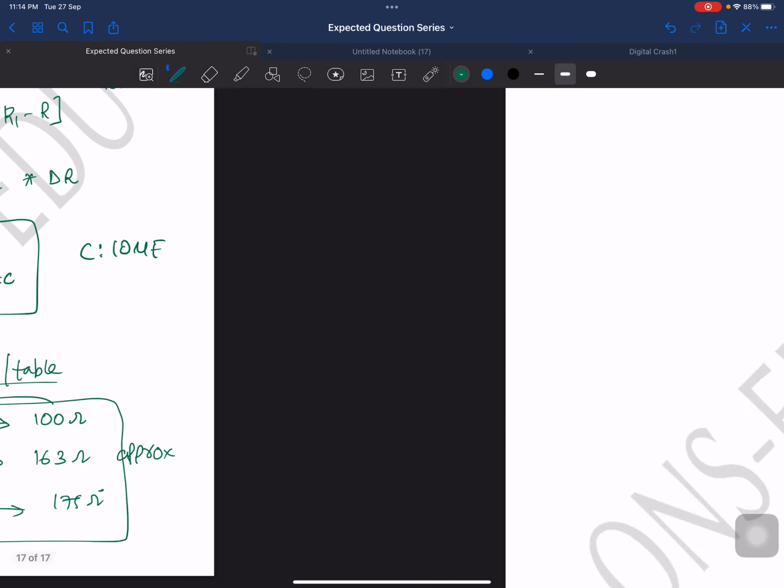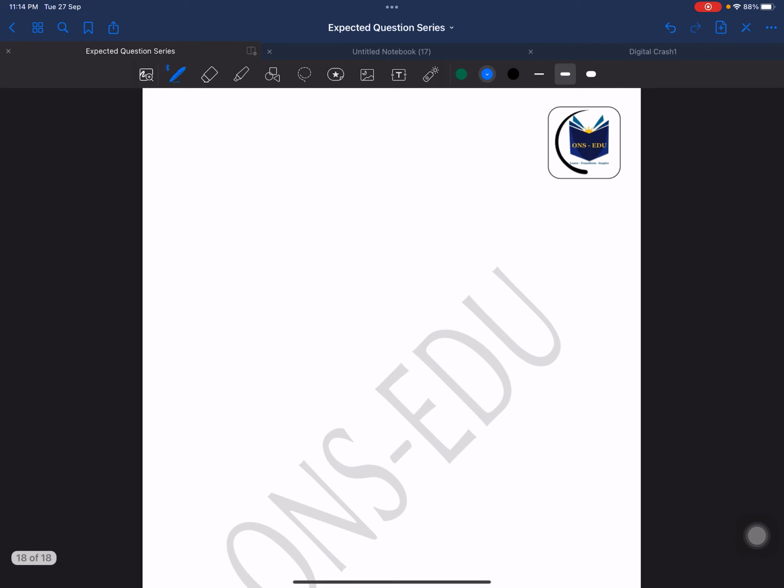How can we do it realistically? ये तो theoretical हो गया. Now realistically how we can do? Simple, okay. I'll just show you how we can do it simply. Let's say this is a 10 kilo ohm resistance, this is a 10 microfarad capacitance.